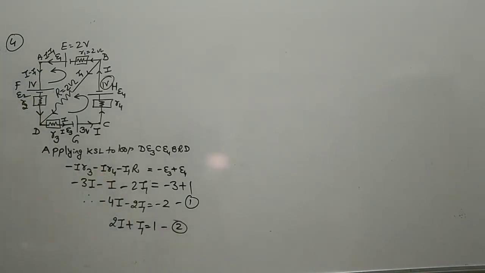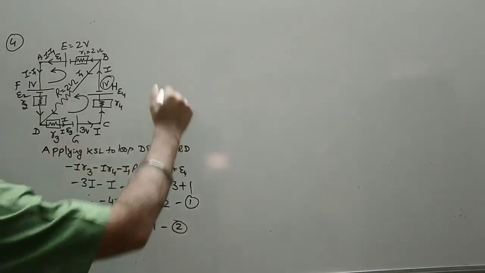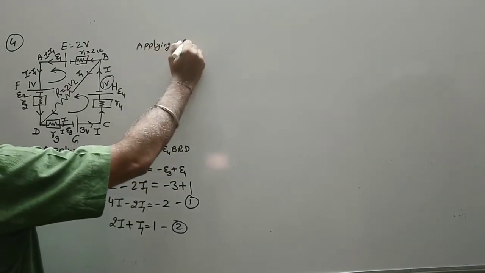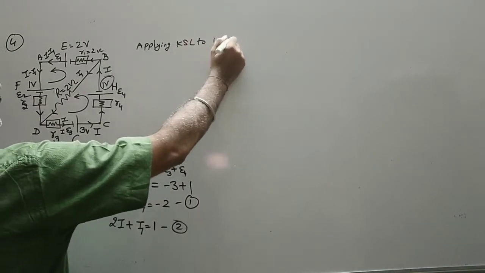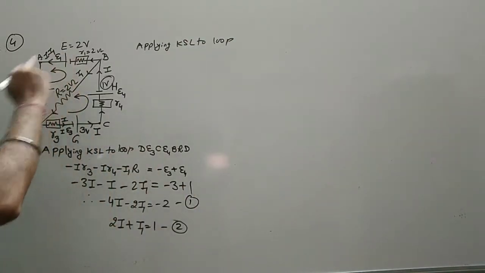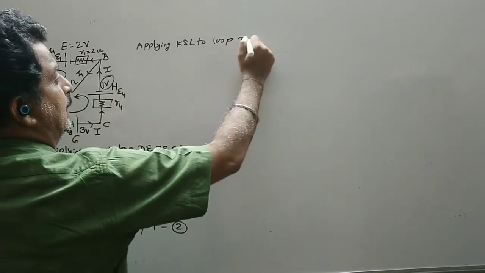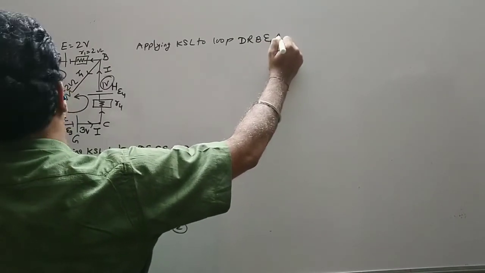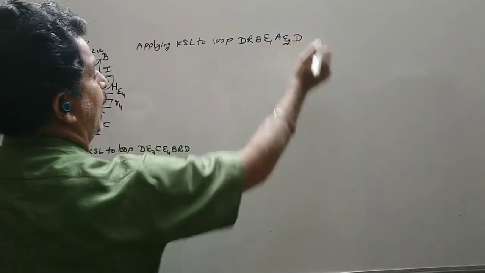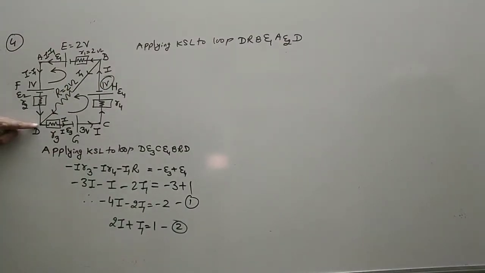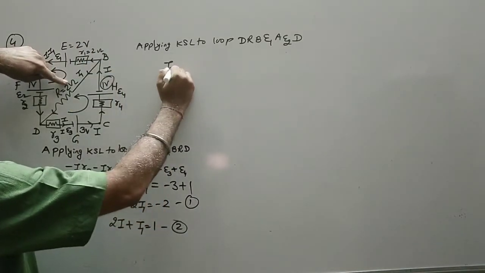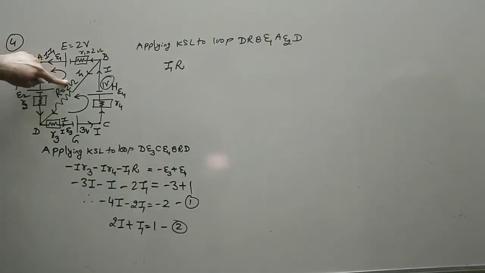We may need this equation also, so we have numbered that also. Now applying Kirchhoff's second law to the other loop. Now let us take this loop. So we start again with D, capital R, B, E1, then A, E2 and D. So again we start from D to this point R to B. So current is coming from the opposite side, so we take I1R with a plus sign.